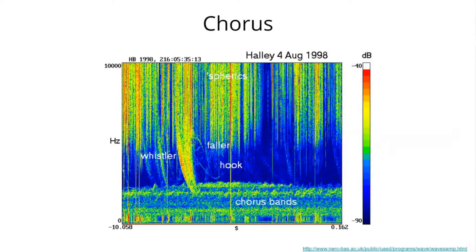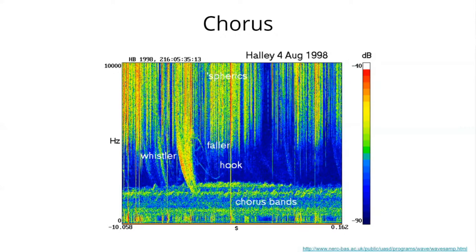And then there's the chorus, which is generally seen as, well, usually when you're hearing the chorus, you're hearing a combination of all of these sounds together, but you're also hearing rising sounds, lots of very intense activity of natural radio. And this generally is happening early in the morning as the sun is rising. Different times of the year, it's more likely to happen when there's more electromagnetic activity around the Earth. It's more likely to happen.